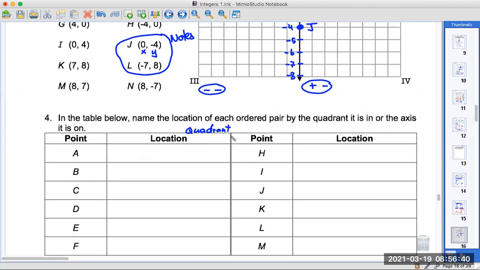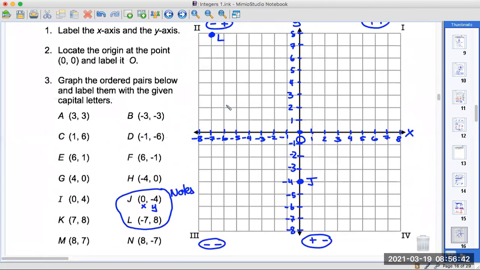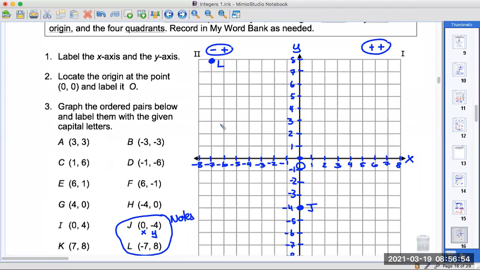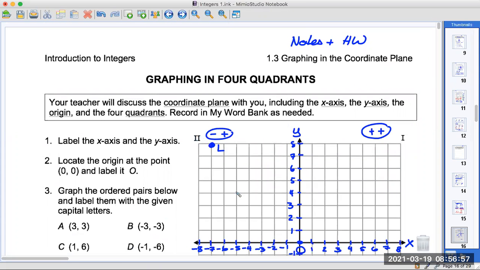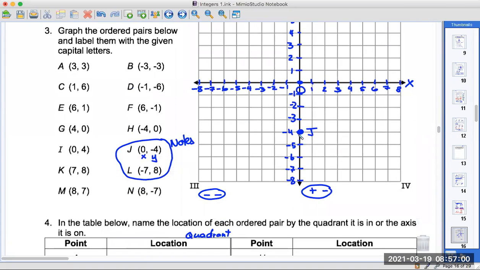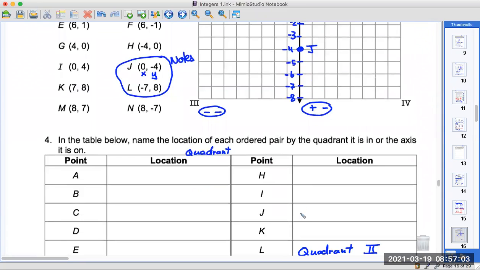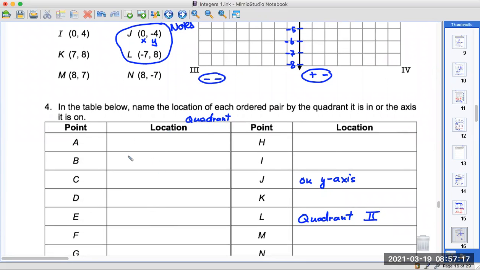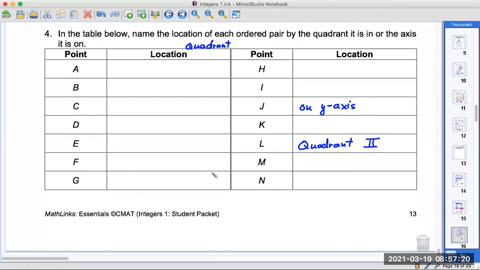I've done points L and J, so let's do that one. L is in quadrant 2. Correct? Yep, quadrant 2, there it is. And J is not in a quadrant, it's on an axis. So how do we describe that? On the y-axis. Notice it's not in a quadrant if it's on an axis. Okay, so you have to fill this in, and that's page 13.